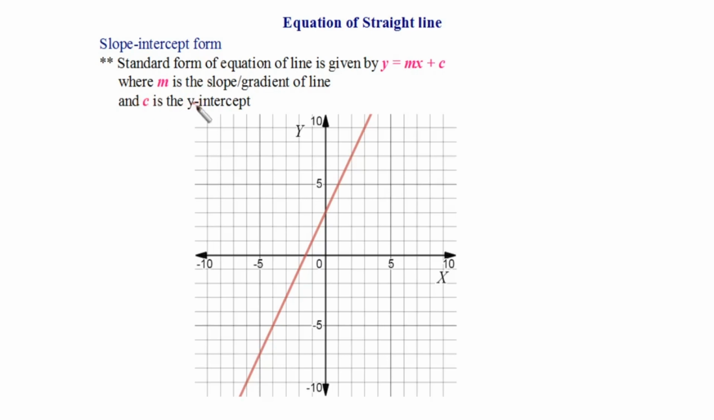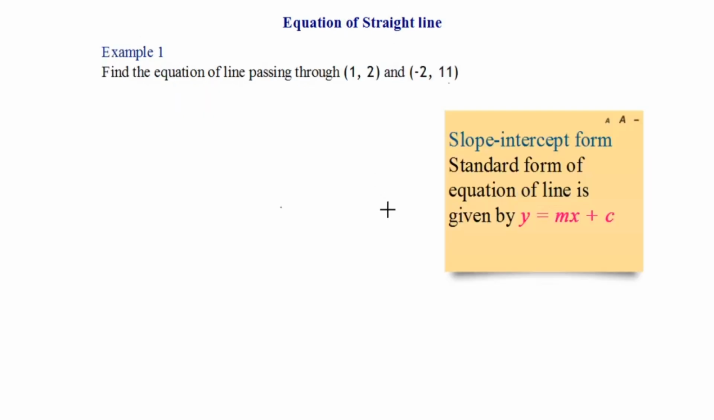Now, what is the y-intercept? It is the point of intersection of the line with y-axis. So in this case, as you can observe, the straight line intersects the y-axis at point (0, 3). And hence, the c or the y-intercept in this case is equal to 3. Let's take a look at an example.